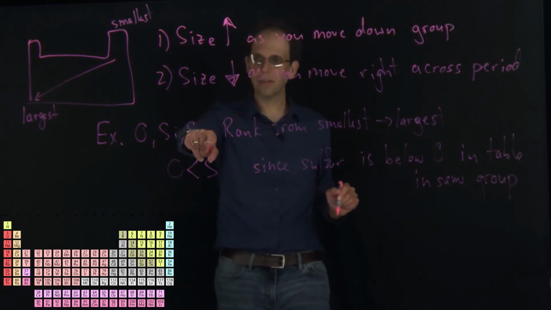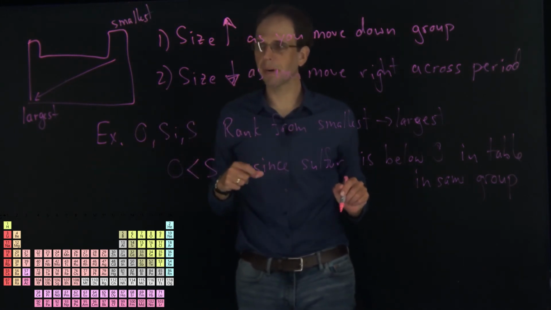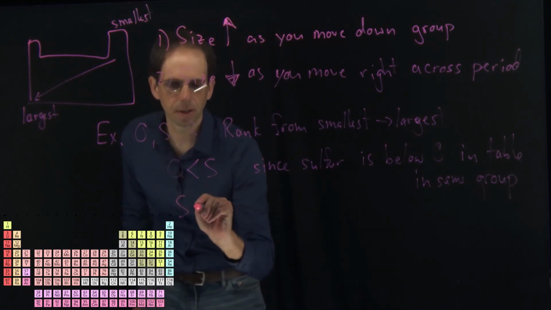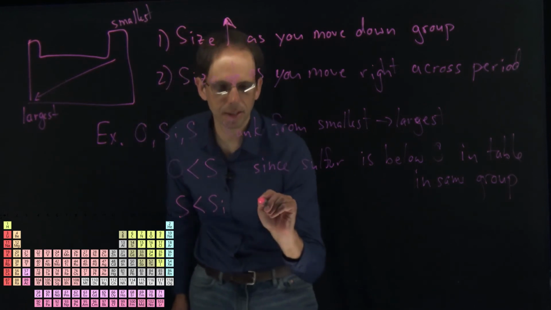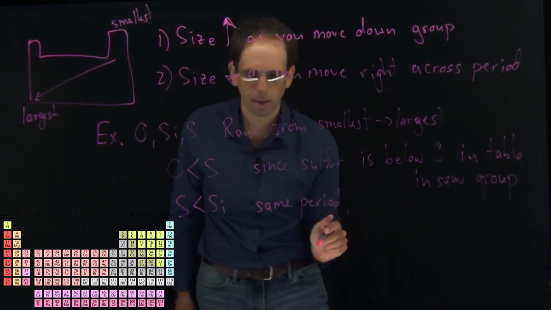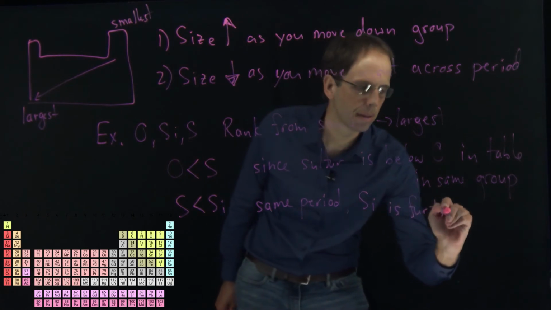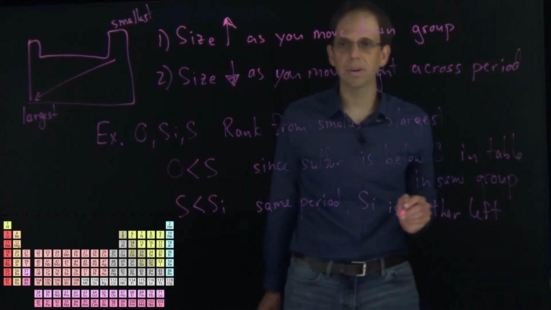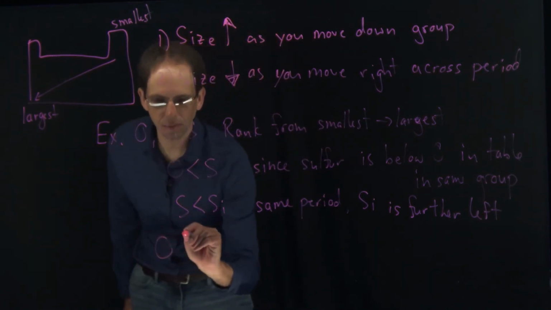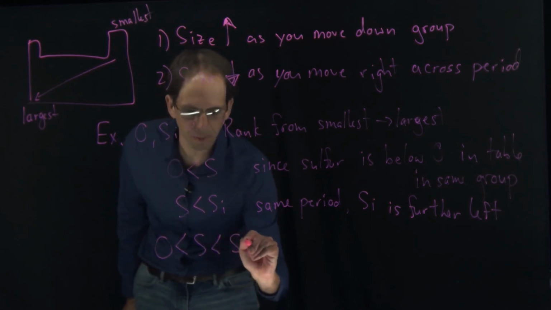Second, silicon and sulfur are in the same period, but silicon is further to the left in the period. And so it's going to be larger. So we know that sulfur is less than silicon because they're in the same period, and silicon is further left. So it's going to have a smaller Z effective. So I can combine these two then to see overall that oxygen is smaller than sulfur, which is smaller than silicon.